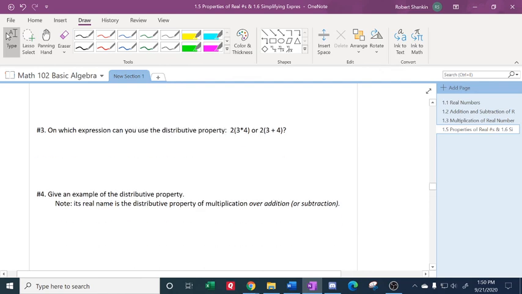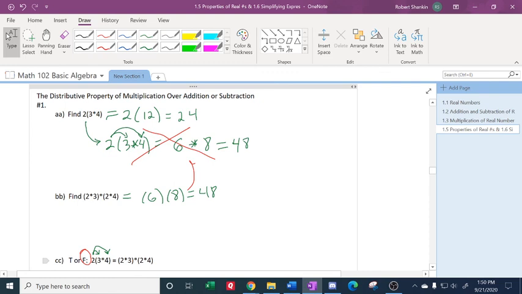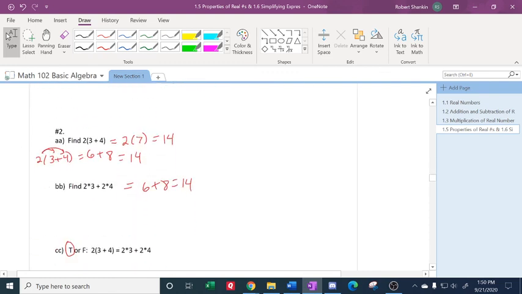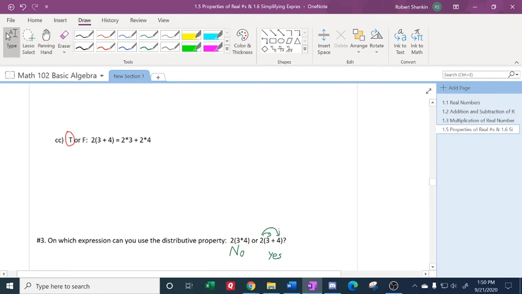And number 3, on which expression can you use the distributive property? Well, this one, it's no, because you'd have to distribute it over multiplication. On this one, it's yes, because you distribute it over addition. And the data backs us up. When we try to do it over this one, we get a false statement. When we try to do it over this one, we get two things that turn out to be true. When there's a property like this, we can check out the property and verify that it really does work.